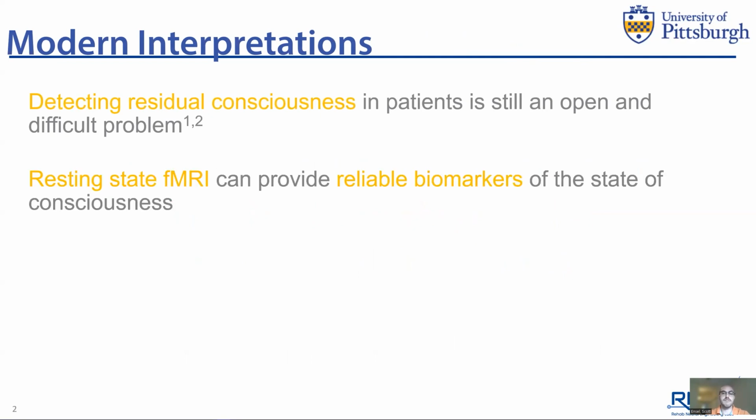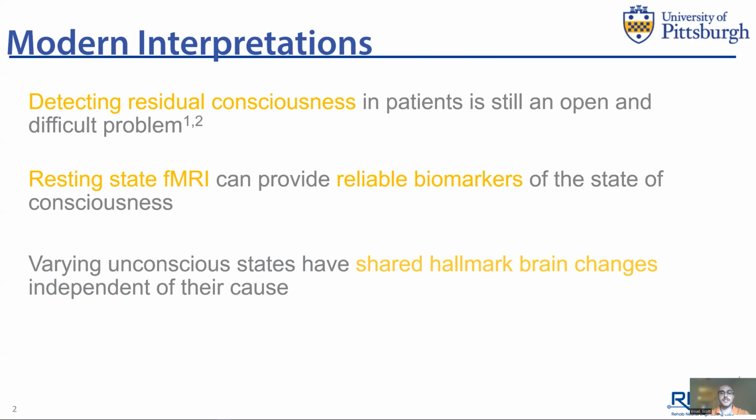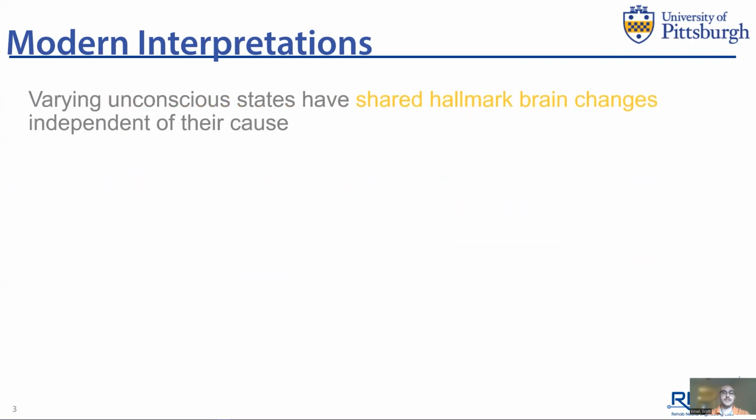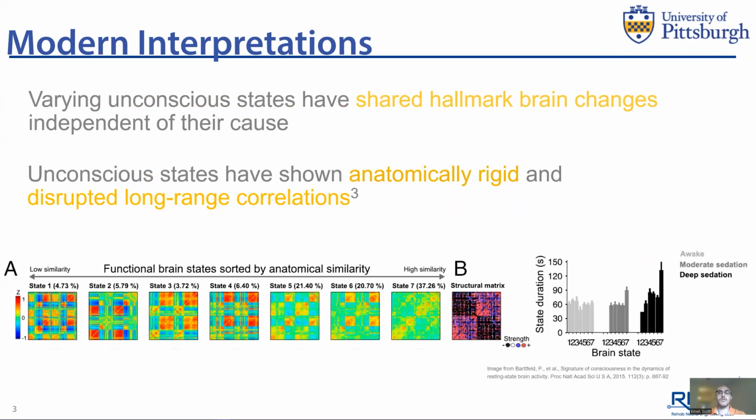Now, previous studies have proposed that resting state fMRI can provide reliable biomarkers of the state of consciousness, and the results have shared hallmark brain changes independent from the nature of the unconscious state. Specifically, cortical long-range connections are disrupted in both space and time, and states are dominated by rigid configurations tied to their underlying anatomical connectivity. But by contrast, conscious wakefulness has been associated with a more flexible repertoire of functional brain configurations.